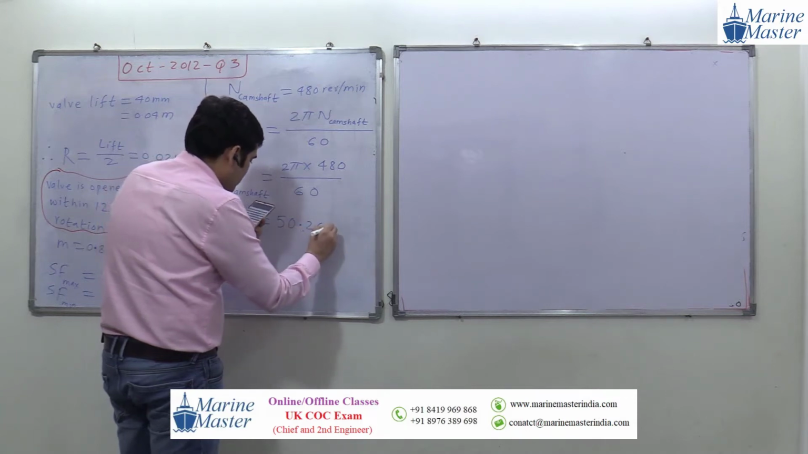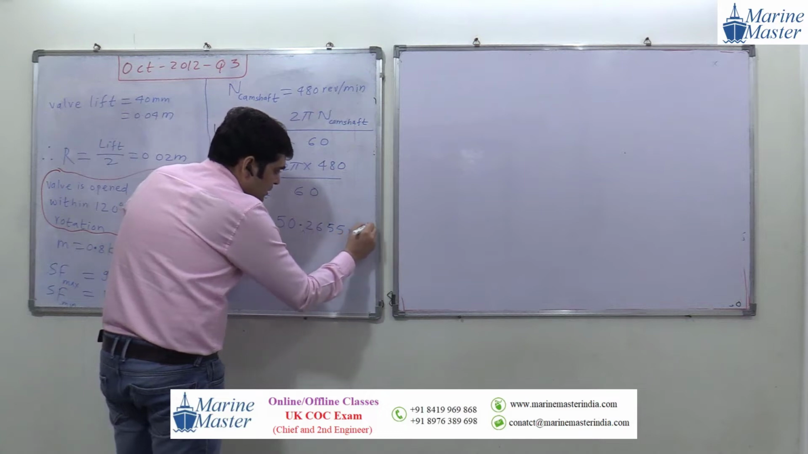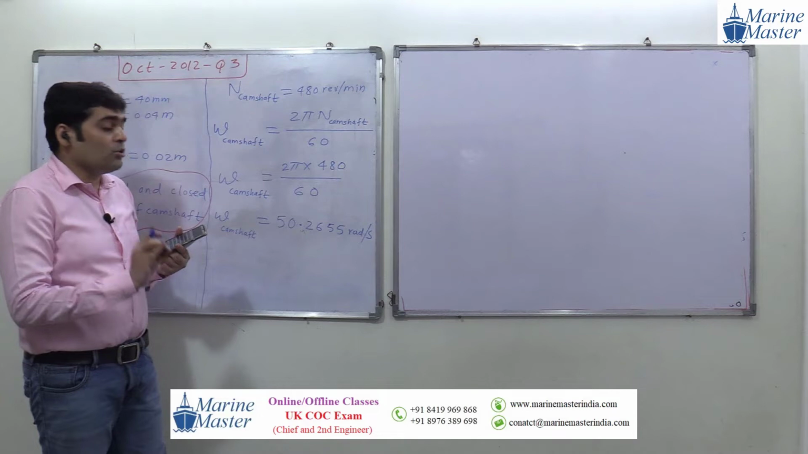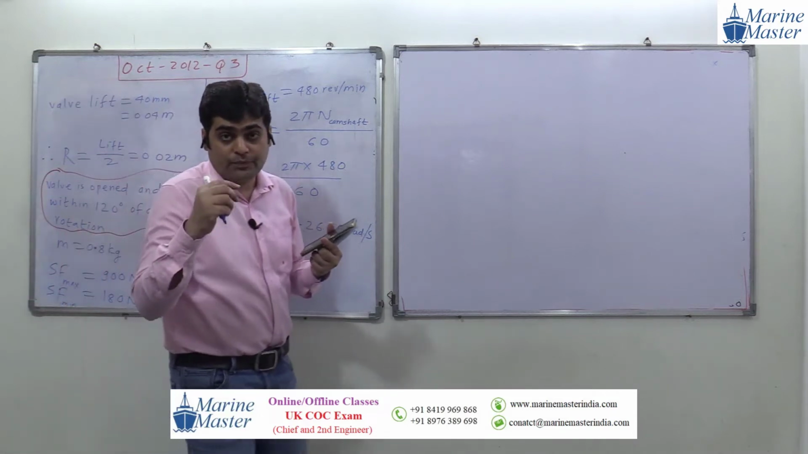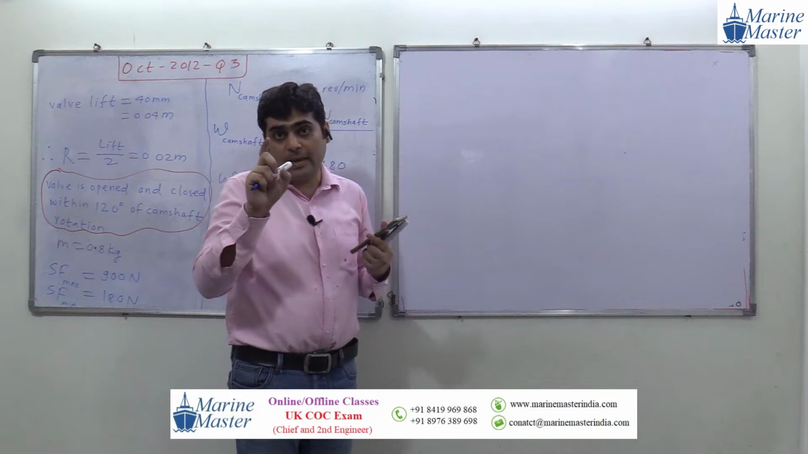50.2655. How much? Radian per second. Okay guys, are you getting my point? So here we have the omega camshaft. Try to see the scenario. It means angular velocity for the camshaft.